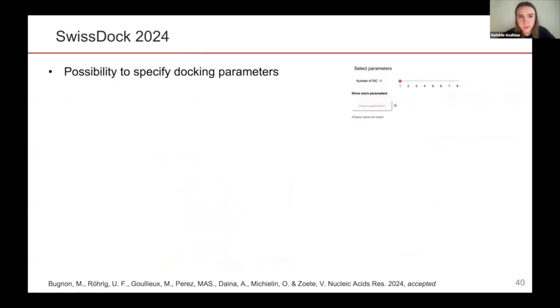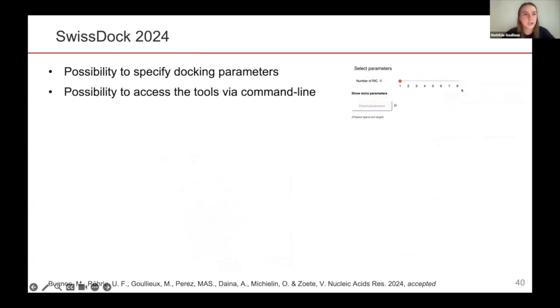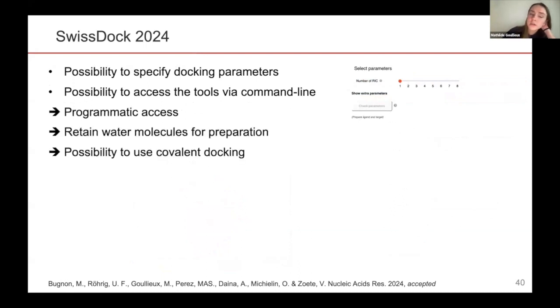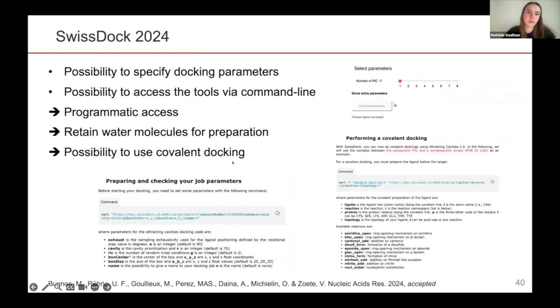You have the possibility to use different docking parameters. Basically, this number of RIC is something where a low value gives you a fast docking, and a high value gives you a quality docking. And also, all of these tools are accessible via a command line. So this is very convenient to have programmatic access. You can also retain water molecules for preparation when you use the command line, which is not possible from the user interface. And you can use covalent docking from the command line as well. So these are all the commands that you can use from the command line.